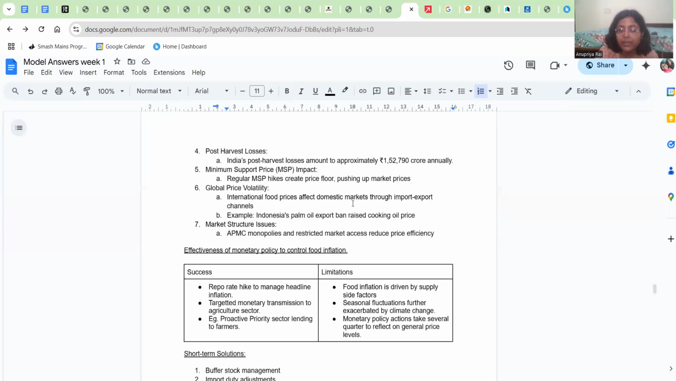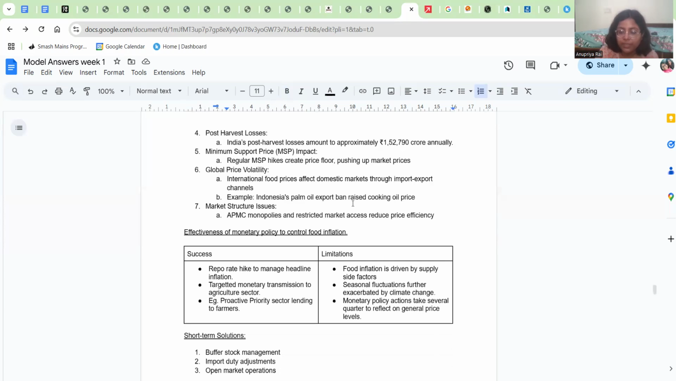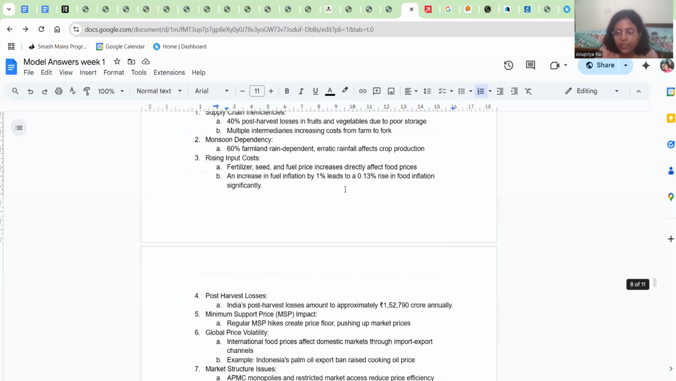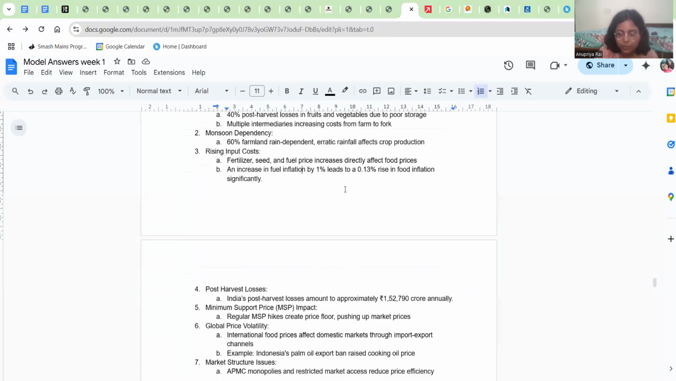Minimum support price and how it impacts, like it creates a high floor price, pushing up the market price, further increasing food inflation. Global price volatility, like because of OPEC market decisions on oil cartelization, and also the Israel Hamas war. So you have to think of all the points and try to write as much as possible. See, for a 10 marker, I have written 7 points, but you don't really need to write that much. You can write 5 points and give example and data to support each of them.